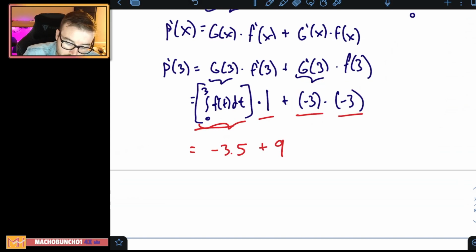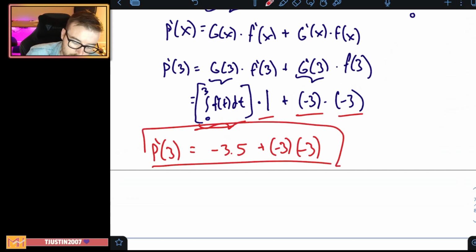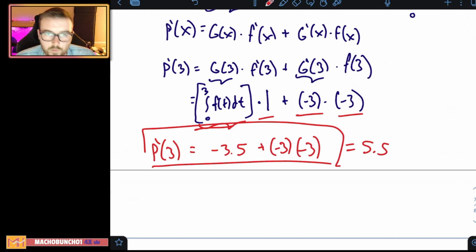Again, you don't even have to do that much, right? Maybe I should say what I've said before, right? Stop doing math, and then boom, there it is. There's p prime of 3. If you kept going, theoretically, it works out to what? 5.5, right? Is that what it is? Yeah, 5.5. Negative 3.5 plus 9 is 5.5. Let's continue.